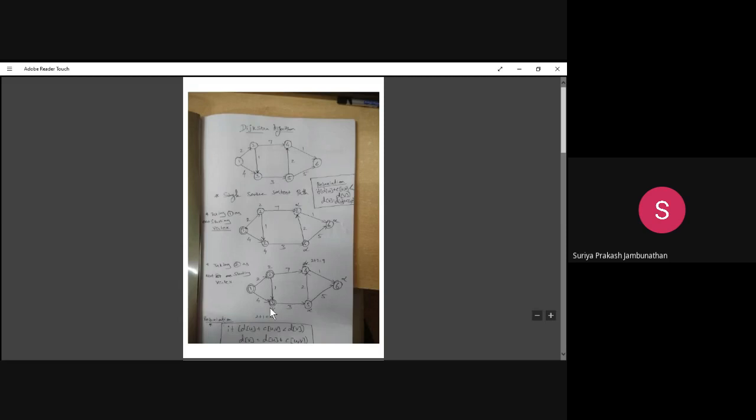So here we already have 4, and 4 will be replaced with 3. So 2 plus 1 will be 3. Previously it was 4, now it is 3. Now let's move further to the next node.